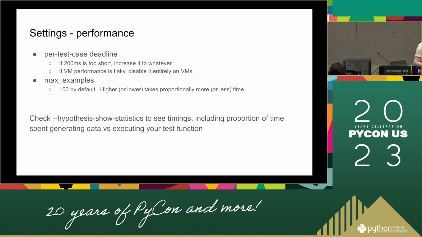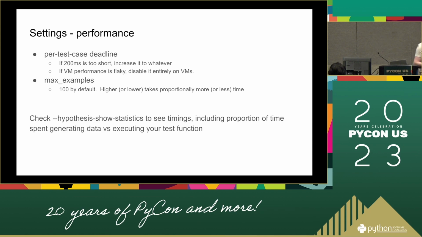So the two settings to look at for performance. There's a per test case deadline. By default, that's 200 milliseconds. Most tests, if they're taking longer than that, it's because something unexpected has gone wrong. But sometimes, particularly if you're writing tests that use NumPy or Pandas or Django, it might be totally normal for one of your test cases to take longer than that. If this triggers, I recommend remembering it's just a warning, right? If you decide that you're comfortable with it taking that long, you know better than Hypothesis about your test suite, and you can adjust that. You can increase it to a larger value or turn it off entirely.